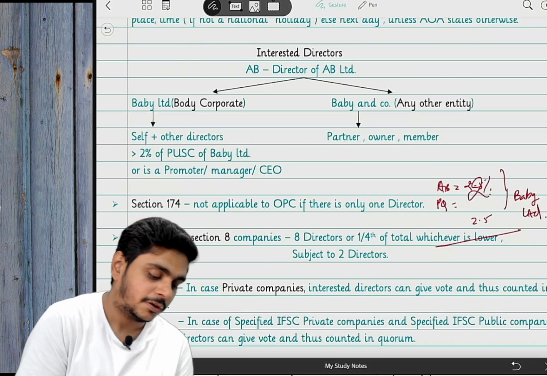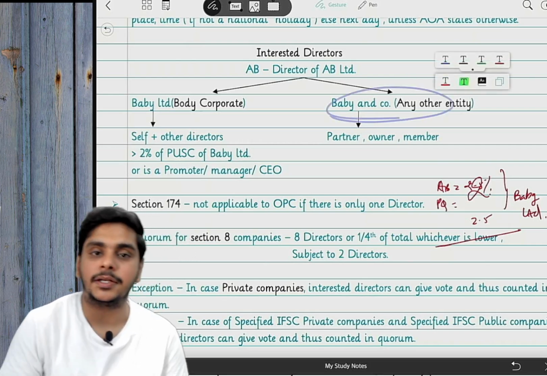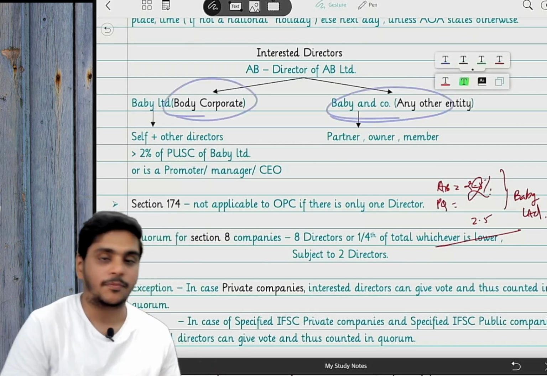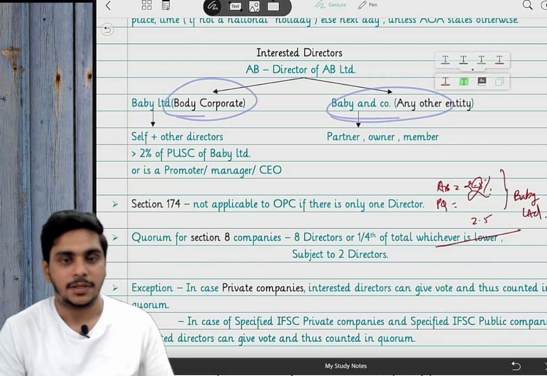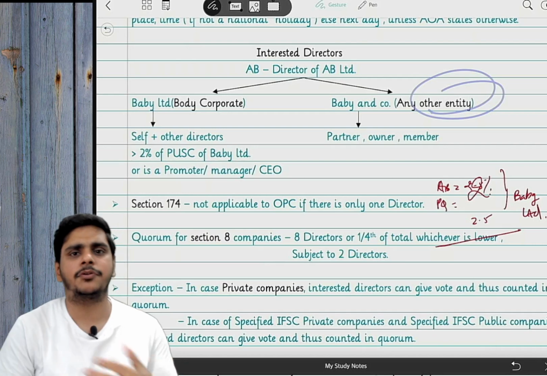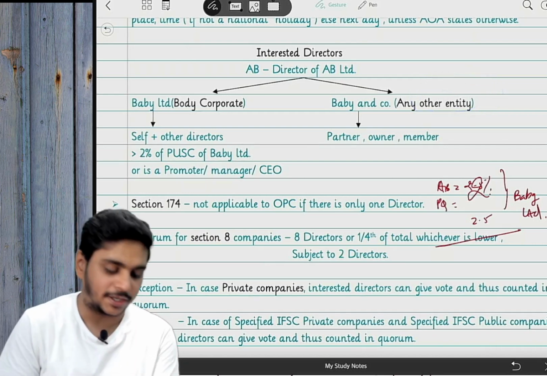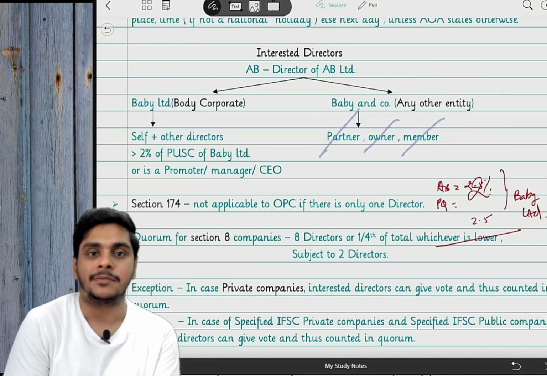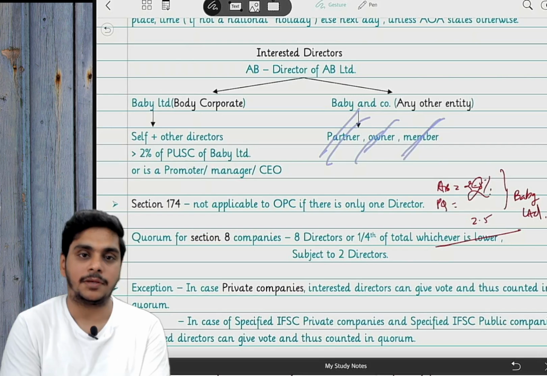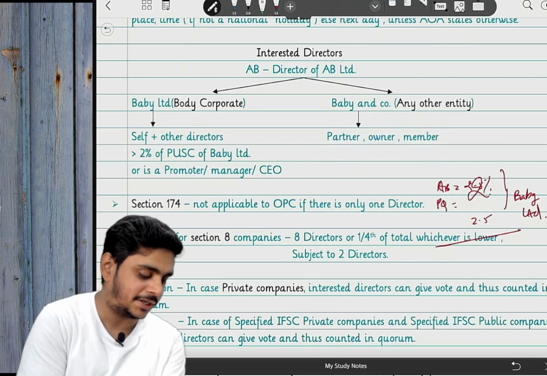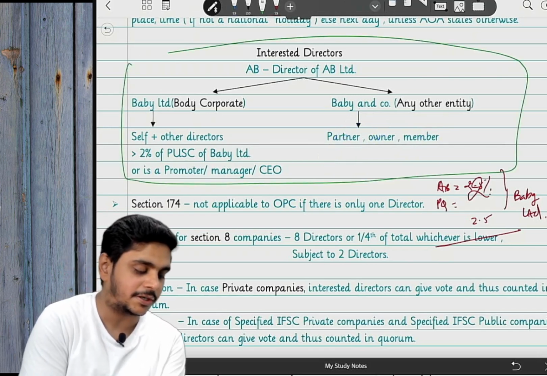If you talk about any other entity, here we were talking about body corporate, which basically means company or LLP. Any other entity could be a partnership firm, a HUF, a trust, anything. Where AB is a partner or the owner or the member, AB becomes an interested director.